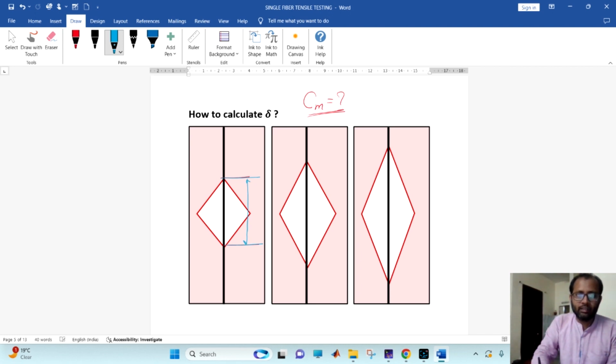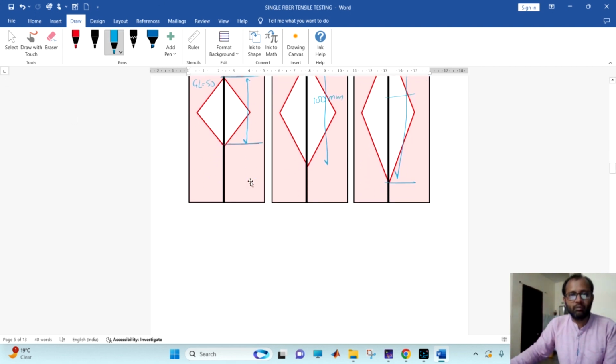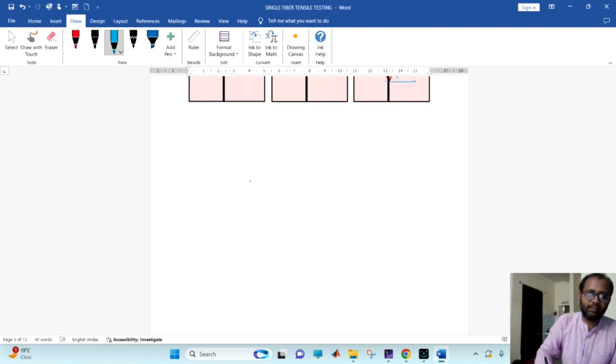So I am first making a gauge length of 50 mm. This I am making a gauge length of 100 mm. This I made a gauge length of 150 mm. I have made 3 types of samples: 50 mm, 100 mm, and 150 mm of gauge length. And I will go to the same machine and do the tensile testing.